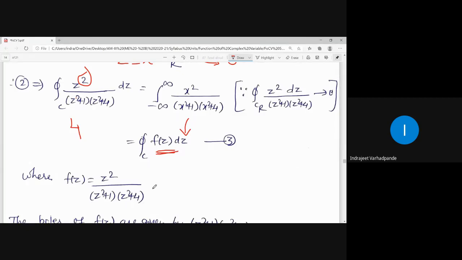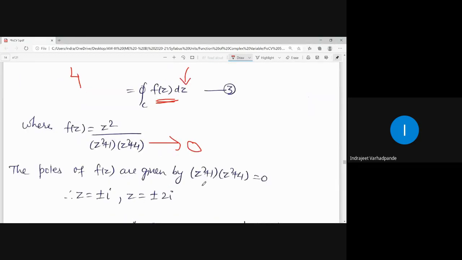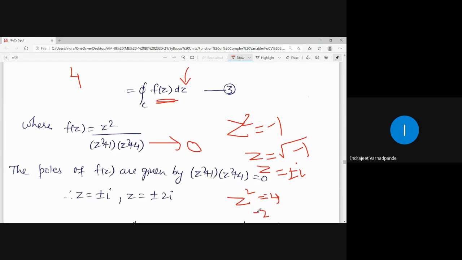What are the poles given by? Poles of this f of z are given by the denominator equating to 0. So whenever you have the pole, z square is equal to minus 1, z is equal to under root of minus 1, so that is z is equal to plus minus i. Similarly, z square is equal to minus 4, and that will be plus minus 2i. So what are our poles? Our poles are z is equal to plus minus i and z is equal to plus minus 2i.